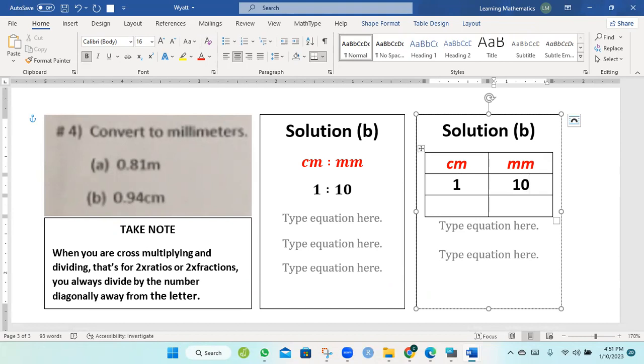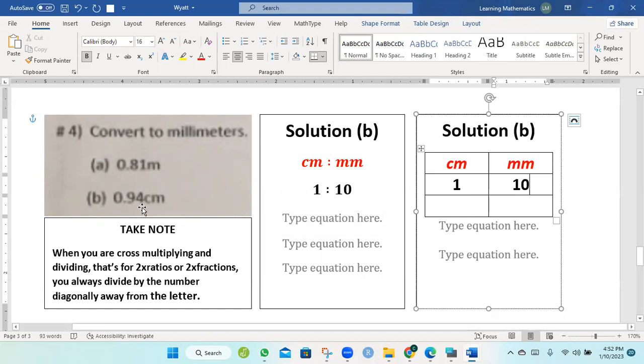Now, the third ratio must have one number and a letter. The letter is what you're trying to find. As you can see, it's 3 ratios: the labeling, the second ratio with the values, 2 numbers, and the third ratio, which must have a number and a letter. Let's go to the question.